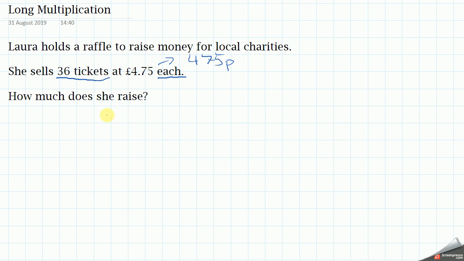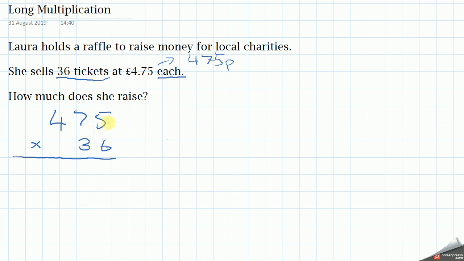If I lay it out. Okay. So 475 times 36. The reason I'm doing it that way round, remember, multiplication you can do in either direction. It makes no difference. If I tried doing 36 times 475, I'd have 3 lines. This reduces it to 2 lines.